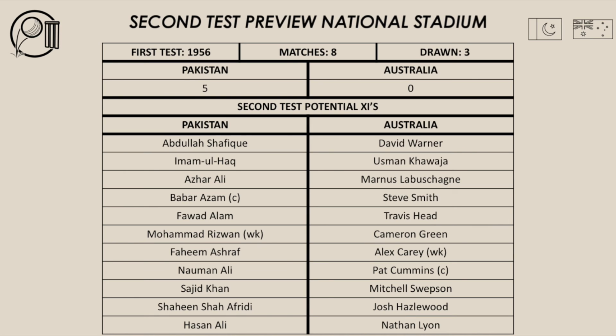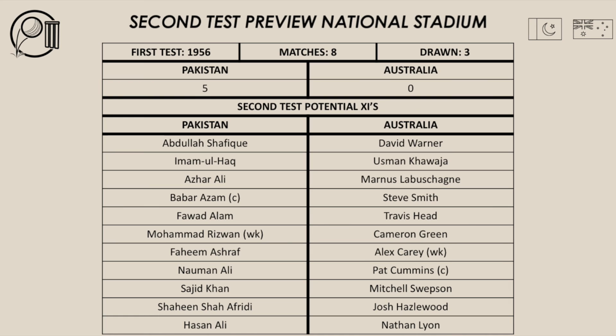We'll start with Pakistan's potential 11. Shafiq, Azhar Ali, Azam, Alam, Rizwan, Ashraf, Nauman Ali, Afridi and Hassan Ali. I think Pakistan may make 2 changes to their 11 for the second test at the National Stadium. I think Iftikhar Ahmed and Naseem Shah to miss out, and Faheem Ashraf and Hassan Ali to come back into the side. Both Ashraf and Ali have been injured. If both of them are fit, they should be back in the side for Pakistan. With them in this side, it does make it a stronger bowling attack for Pakistan. That could be Pakistan's potential 11 for the second test.